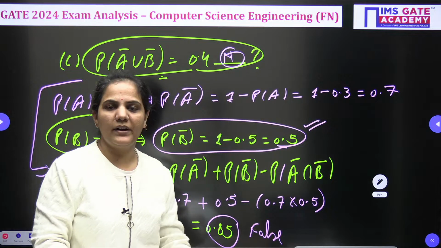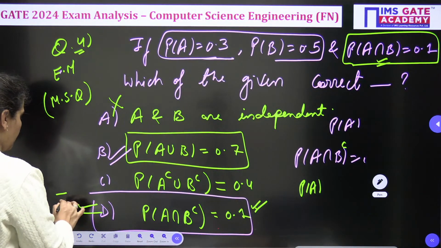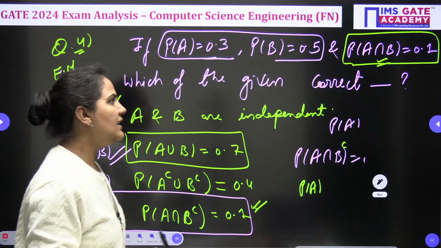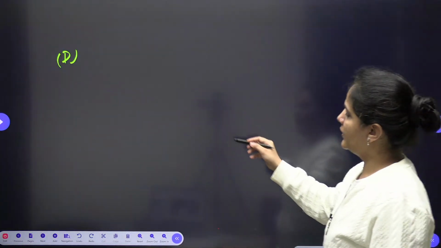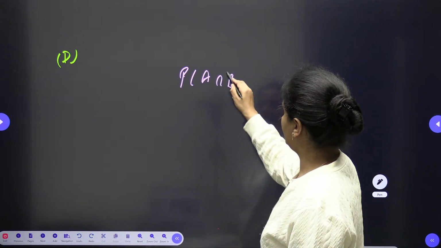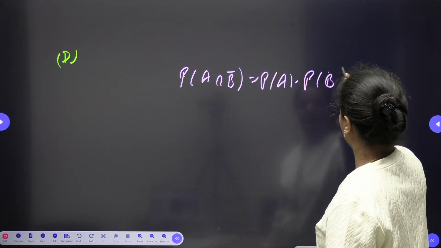So it will be true, 100% it will be true. So you can write down this will also be true. So if you are looking for the true options, I will go for option B and D. And still if you want to check, when you go for the complement, when you go for the intersection A intersection B bar, which will be probability of A into probability of B bar.